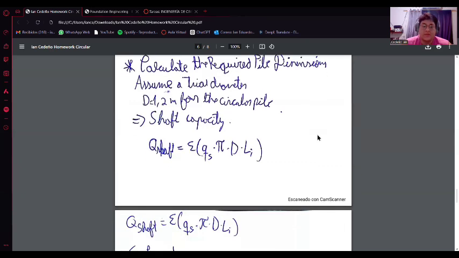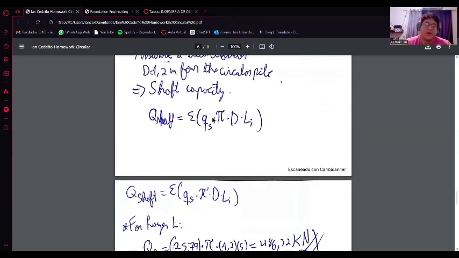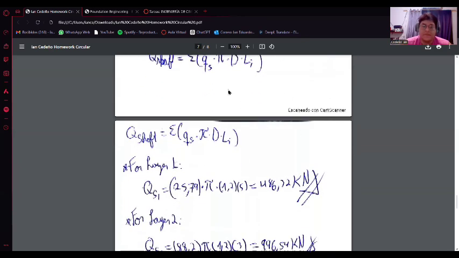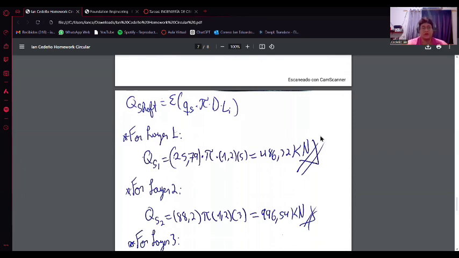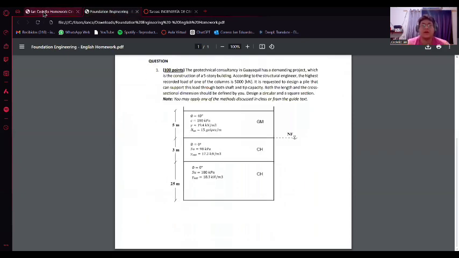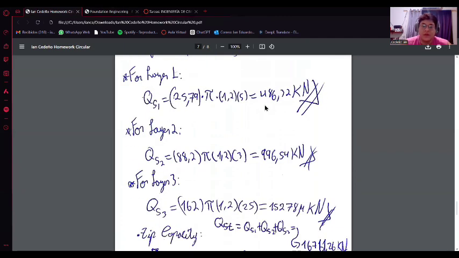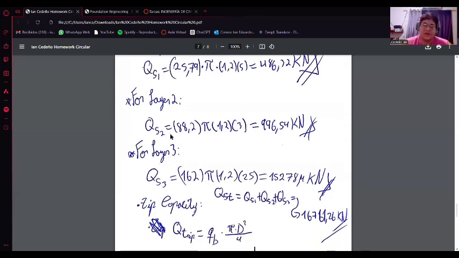For the pile dimensions, assume the diameter is going to be 1.2 meters for a circular pile. For the shaft capacity, we're going to calculate Q shaft, which is the summation of this formula. We know that we have three layers, so we're going to calculate Q shaft for each of the three layers. For layer 1, Q shaft is 4,086.332 kilonewtons.